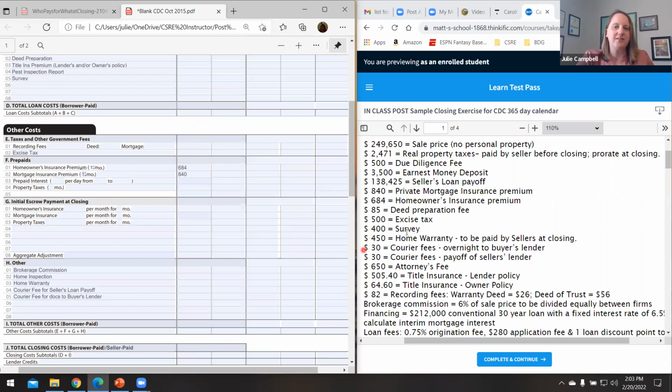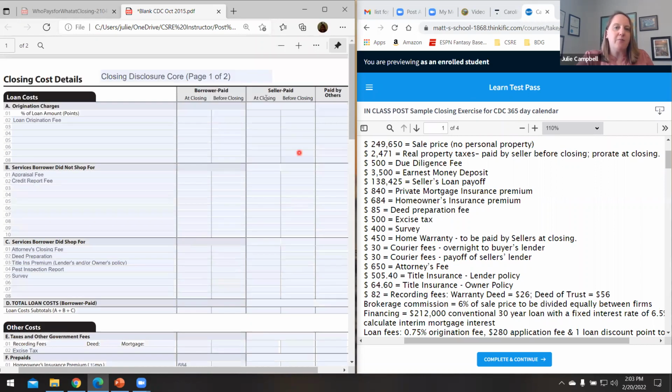Yeah, the seller pays that. Seller pays to have the deed prepared. So if we go back up, remember the seller is the second column, again, the breakdown between seller paid at closing and seller paid before closing. And if you look under C as in cat, C2, you see deed preparation. So under the seller paid at closing, you're going to put the deed preparation fee of $85.